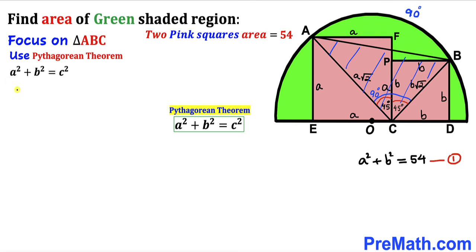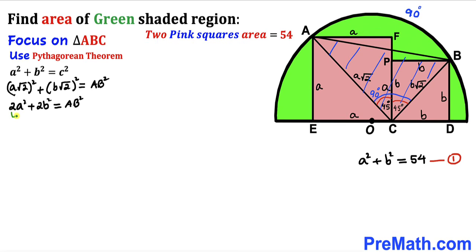So let's go ahead and substitute in this formula. So our a value is a times square root of 2 whole square plus b times square root of 2 whole square equals to our diagonal AB whole square. And now we can see 2 is in common. So therefore AB square turns out to be 2 times a square plus b square.